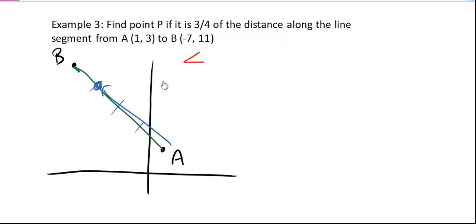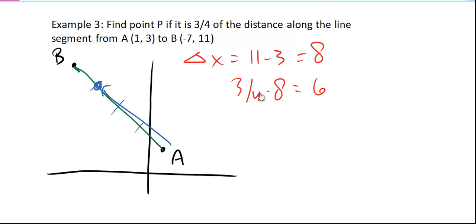So I need to find change in x first. Change in x is 11 minus 3, which is 8. 3/4 of 8 is, of course, 6. So, wow, that's change in y. I can't believe I just did that, but that's the change in y. So my y coordinate should be found by going up 6 from my A coordinate, which was 3, plus 6 is 9. So the y coordinate of my point is going to be 9.